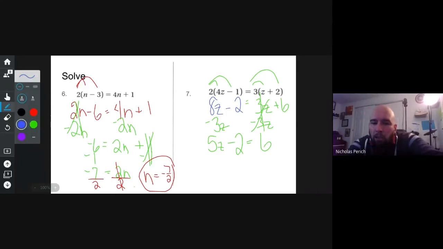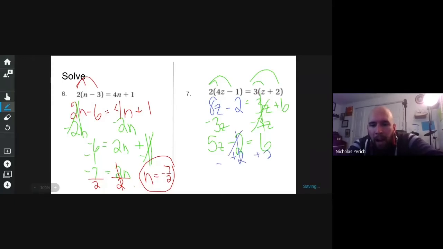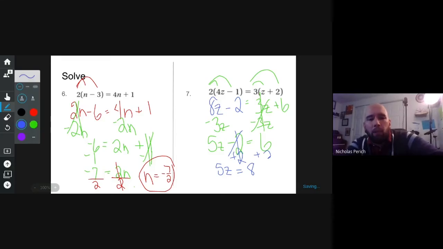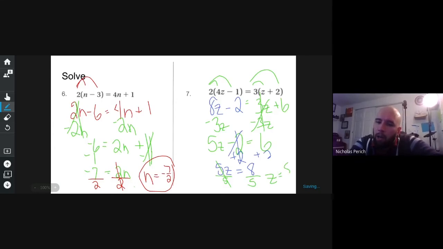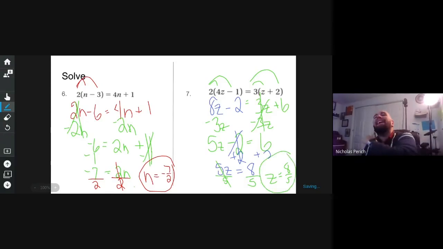I'm going to add 2 to both sides. So now I have 5z equals 8. I'm going to divide everything by 5, as one of you said. And I have a fraction again, and my fraction is 8 over 5. But it's improper, you might say. I don't care that it's improper.